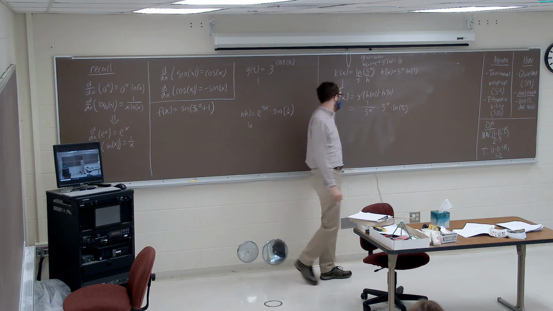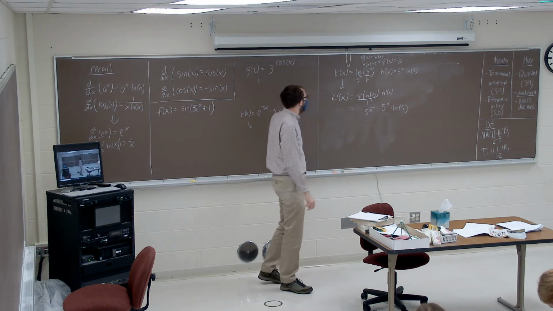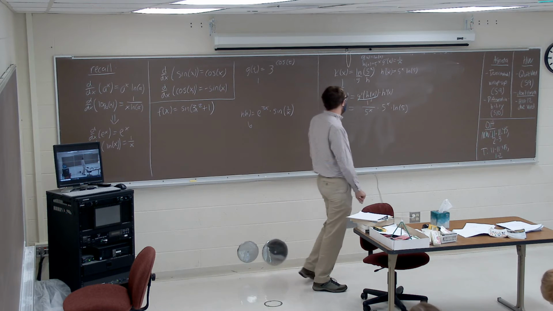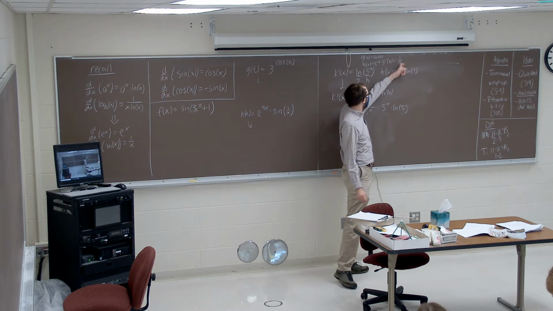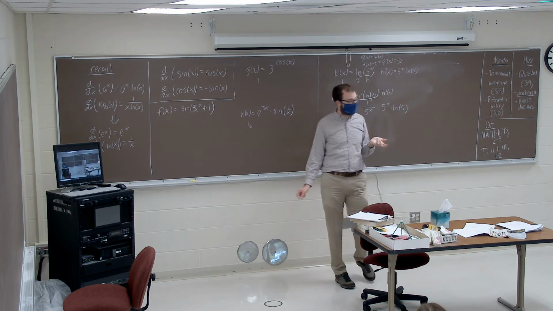That's your g prime of h of x. So your g prime is 1 over x, and then you input h of x for x in g prime of x, so it'll be 1 over 5 to the x. So to take your g prime of h of x, you replace all your x's in g prime of x with 5 to the x to get 1 over 5 to the x.